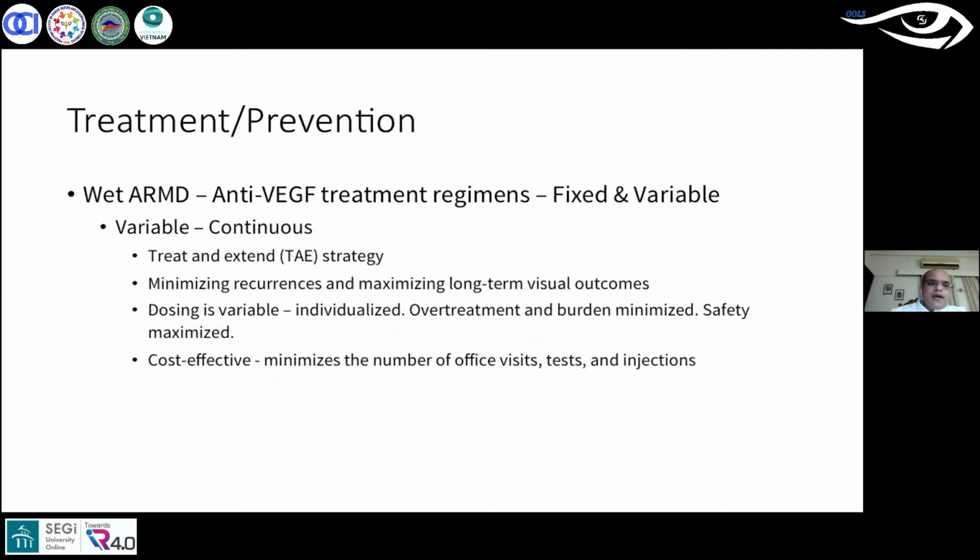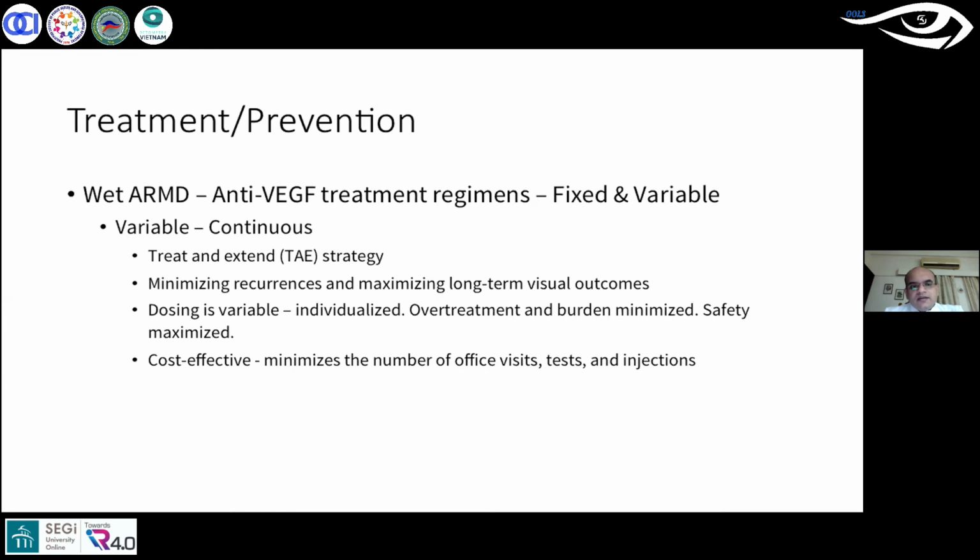Now, in terms of variable continuous, we have the treat and extend strategy. Essentially, what this means is that we are injecting after the initial loading dose of monthly injections in these patients. We are increasing the follow-up periods of these patients to a maximum of 8 weeks. Dosing is variable. It's individually catered. Usually there's no risk of over treatment and the burden is minimized. Safety is maximized because obviously we're not injecting these patients as frequently as in the fixed continuous regimen.